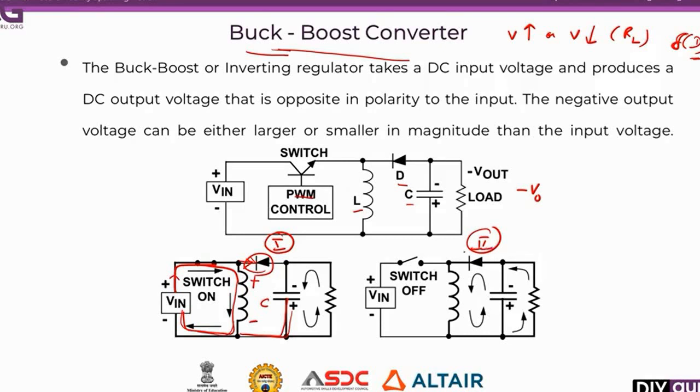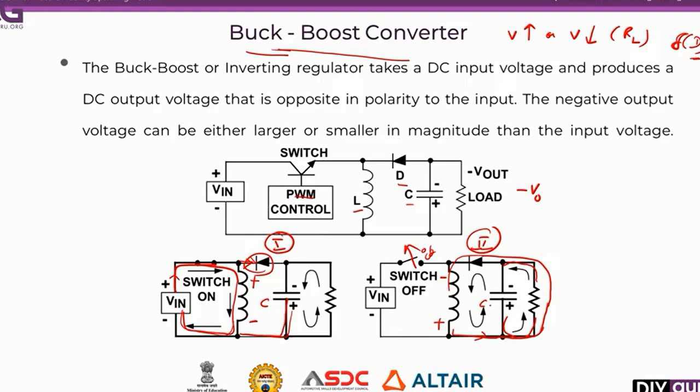Now mode 2, when the switch is turned off, this inductor will change the polarity. Here the upper side of the inductor will become negative and the lower side will become positive. So there will be a current flow in this direction as indicated here. Current will flow through the load, and this diode will be conducting. Also current from the capacitor will flow through the load in this direction. So from the capacitor as well as the inductor, current flows.